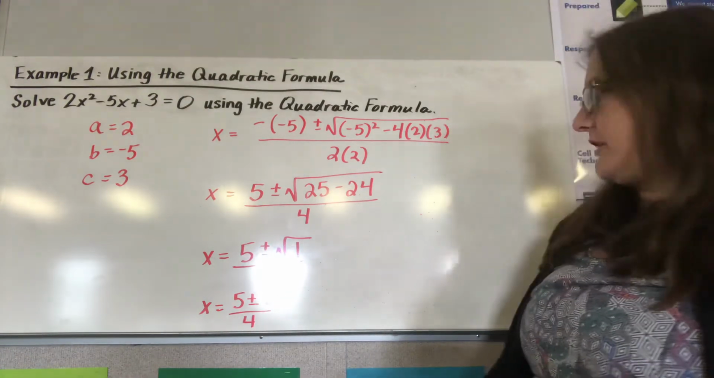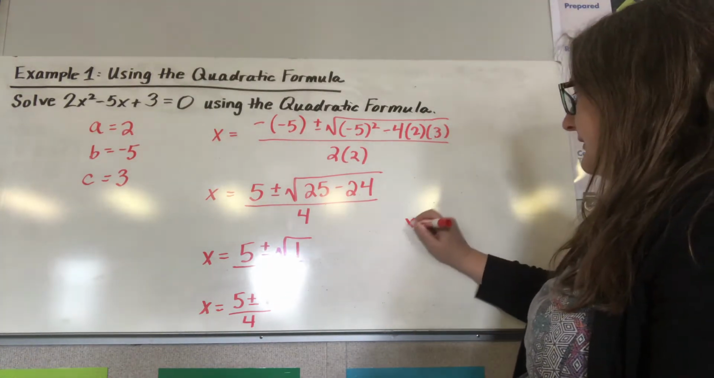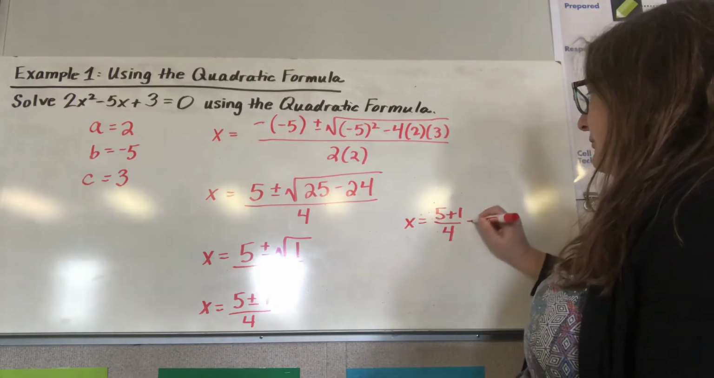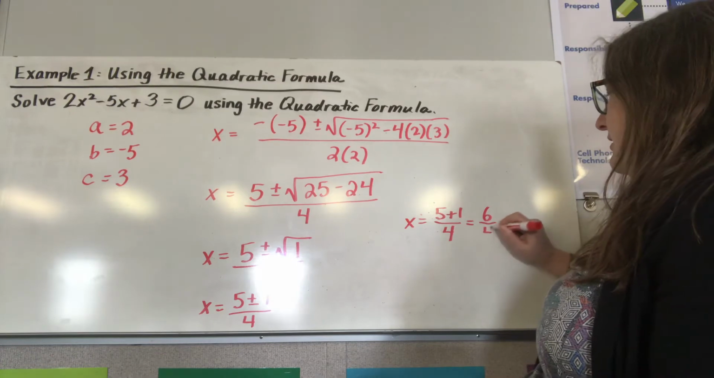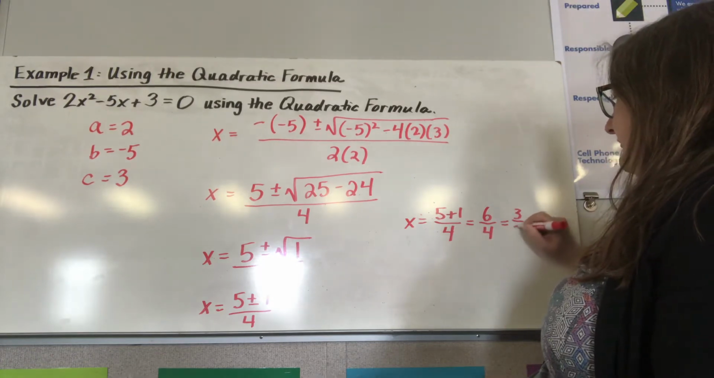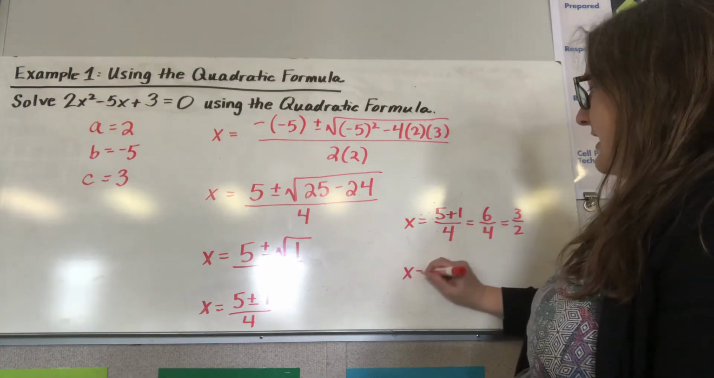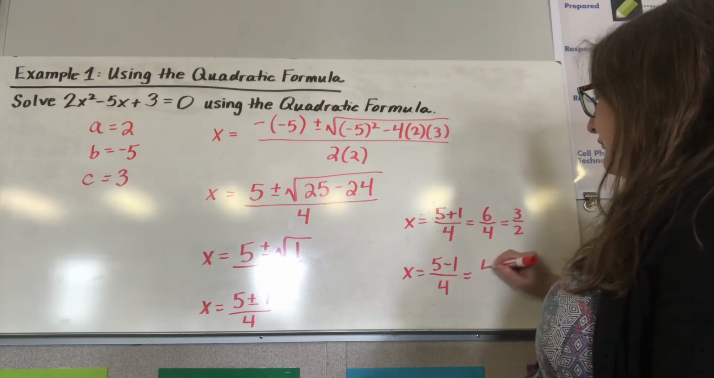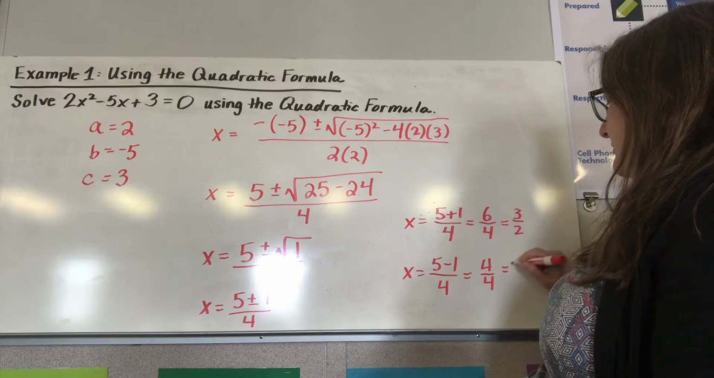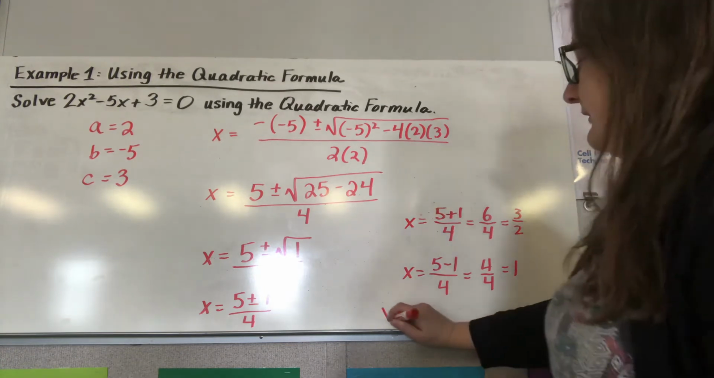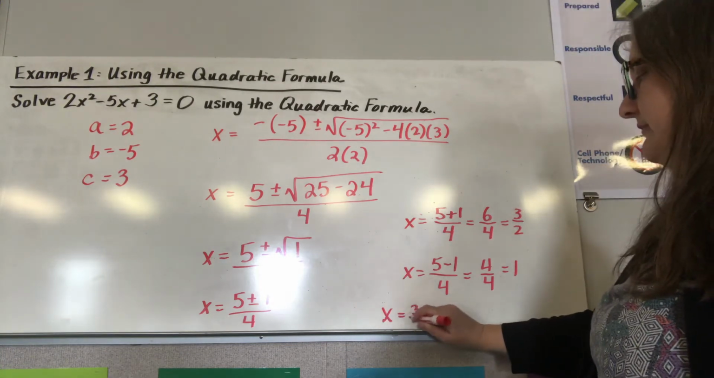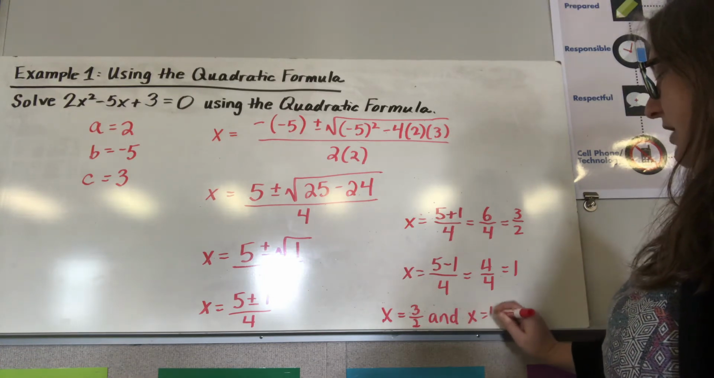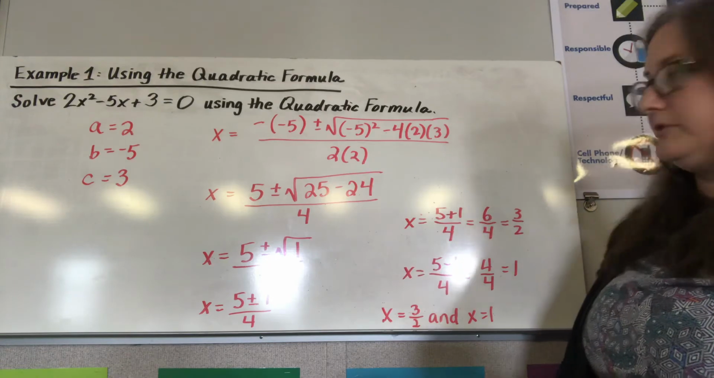So now let's solve for x. So we can have 5 plus 1 over 4, which gives us 6 over 4, which we can reduce to 3/2. Or we can have 5 minus 1 over 4, which gives us 4 over 4, which equals 1. So x can equal 3/2, and x can equal 1. My two solutions.